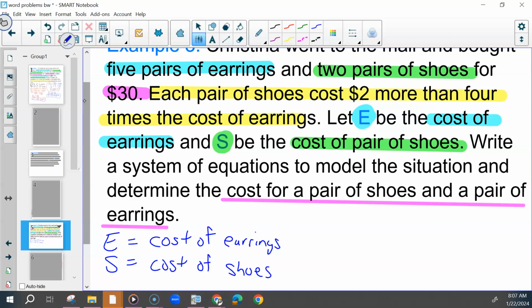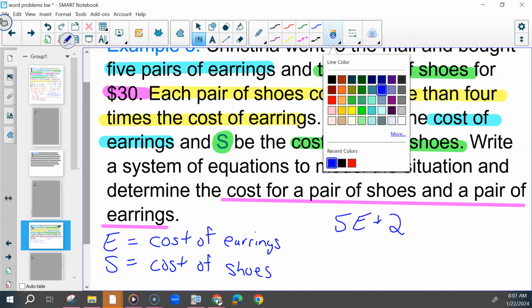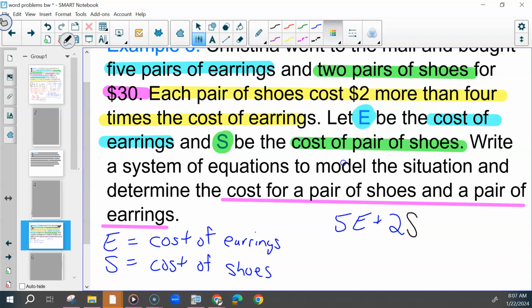Using these, so 5 and 2, yes. So 5E plus 2S equals 30. Once you use the numbers, you can't use them again in the second equation.